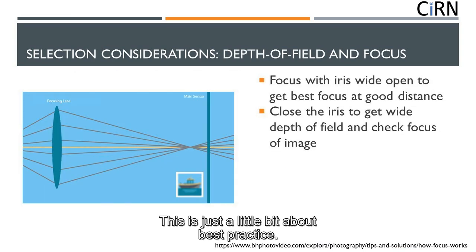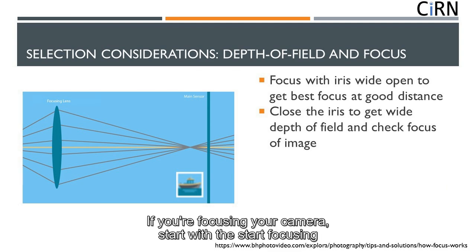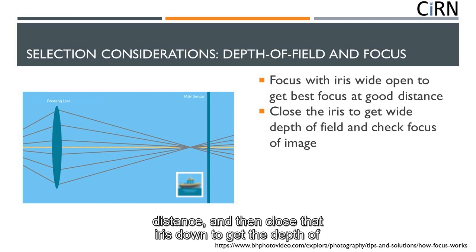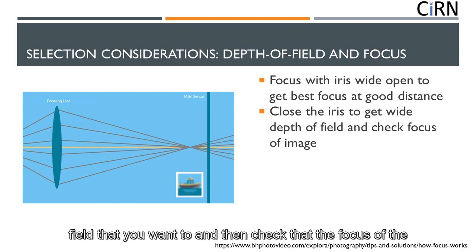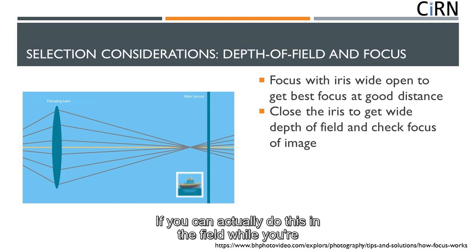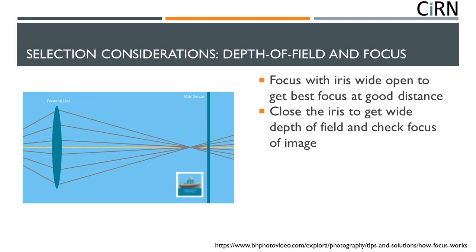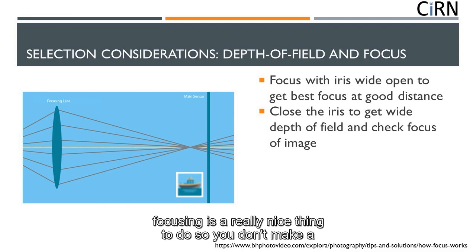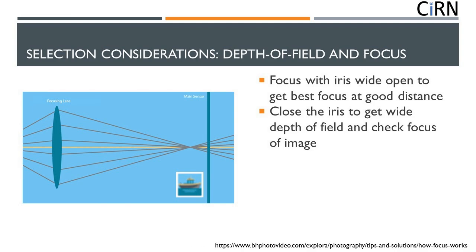This is just a little bit about best practice if you're focusing your camera. Start focusing with the iris wide open to get the best results of focus at a distance, and then close that iris down to get the depth of field that you want, and then check the focus of the image. If you can actually do this in the field while you're installing the camera, that's ideal. Otherwise, taking it outside of your office or lab to do that focusing is a really nice thing to do, so you don't make a mistake. Like I said, I've learned from experience, if you don't get great focus, you can be stuck with that for a long time. So it's an important thing to spend a lot of time on.